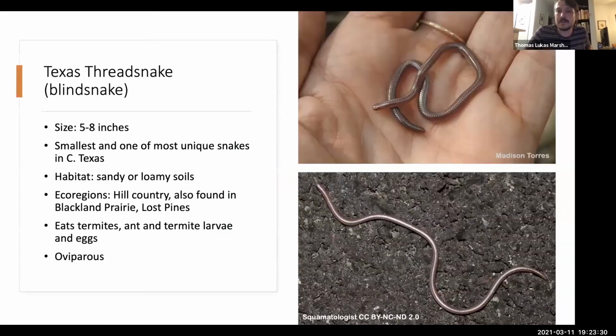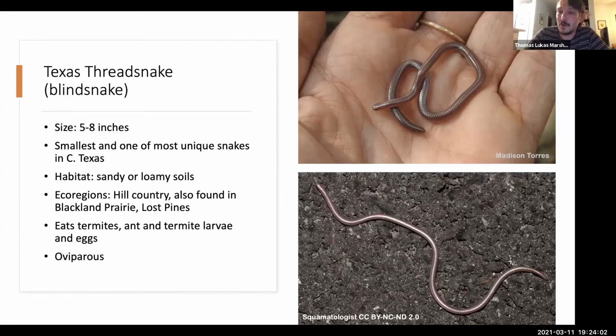The first one that I'm going to talk about is the Texas thread snake, also called the blind snake. This is the smallest snake that we have in Texas. It's very unique because it's the only member of its family in this region. At first glance, it almost looks like an earthworm. It doesn't have a noticeable head that's differently shaped from the rest of its body. It's the color of an earthworm. But if you look at it more closely, you can see that it does have scales.